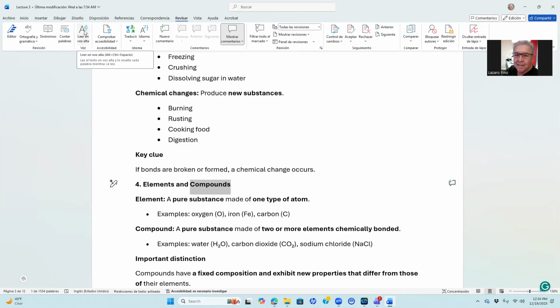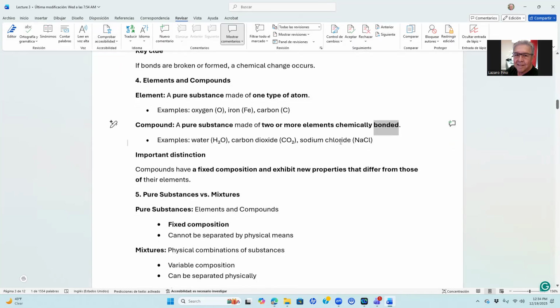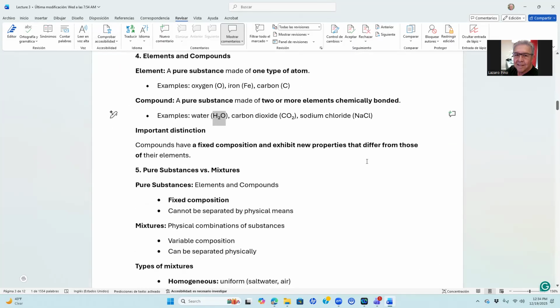4. Elements and compounds. Element: a pure substance made of one type of atom. Examples: oxygen, O, iron, Fe, carbon, C. Compound: a pure substance made of two or more elements chemically bonded. Examples: water, H2O, carbon dioxide, CO2, sodium chloride, NaCl. Important distinction: compounds have a fixed composition and exhibit new properties that differ from those of their elements.